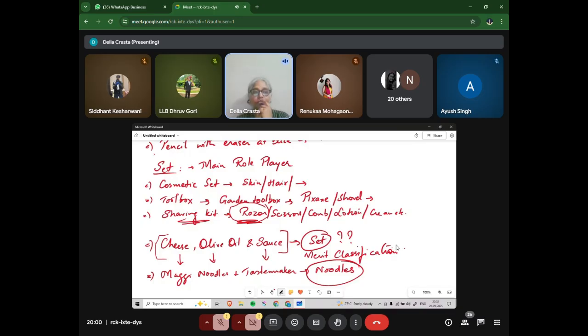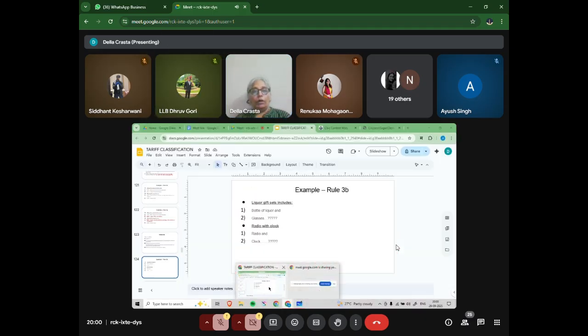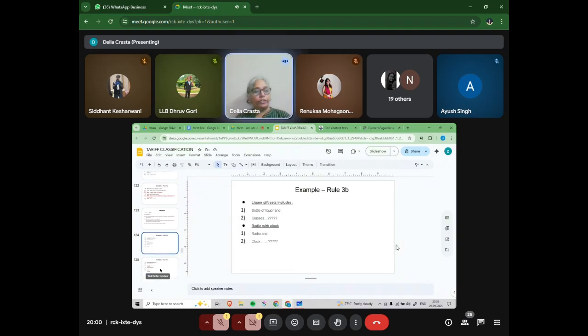Whereas this kind of sets which are made are not a set. You may have made it as a set, maybe to package it together or to move it together, but definitely it is not a set. Is this understood? Any questions here? No, ma'am. Okay, so let's proceed further now.